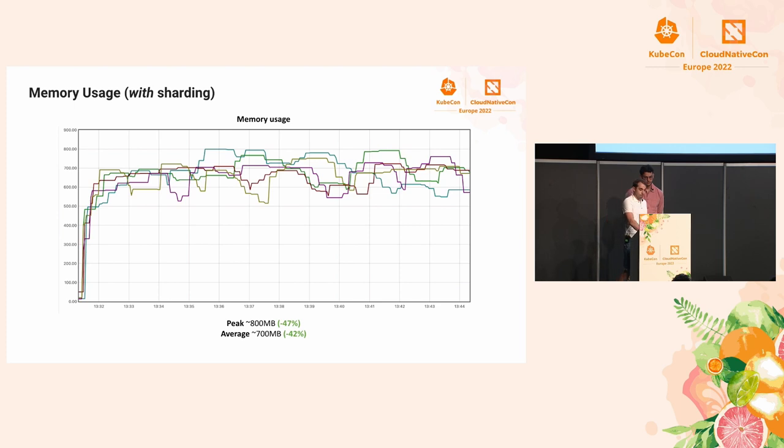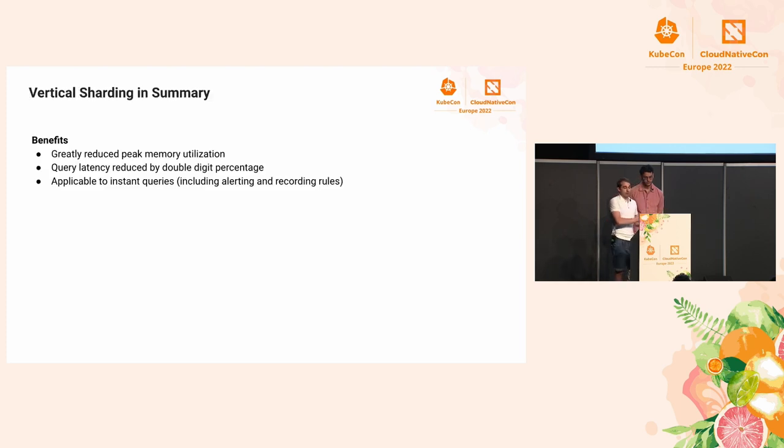So in summary, vertical sharding benefits are very intuitive. If we split work across multiple processes, we expect lower peak memory across those processes and lower latency. That all makes sense. The crucial advantage, which we hope to achieve with vertical sharding over specifically sharding by time range, is that we can apply this to instant queries. So things like alerting rules and recording rules can also be executed in a sharded manner.